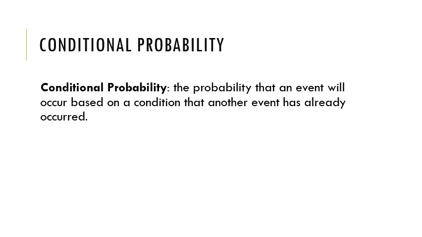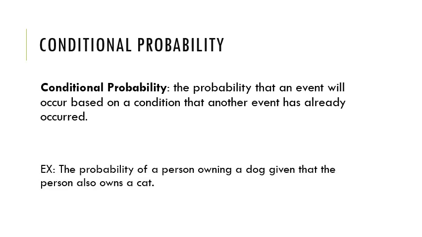All right, so what is conditional probability? It's the probability that an event will occur based on a condition that another event has already occurred. For example, the probability of a person owning a dog given that the person also owns a cat. The way you can tell that you have a conditional probability problem is you'll see this word "given," or you might see the word "if": the probability of a person owning a dog if the person also owns a cat. So that's how you know you have a conditional probability problem.